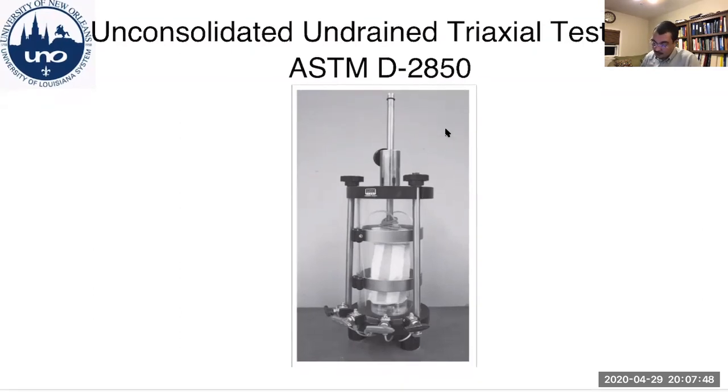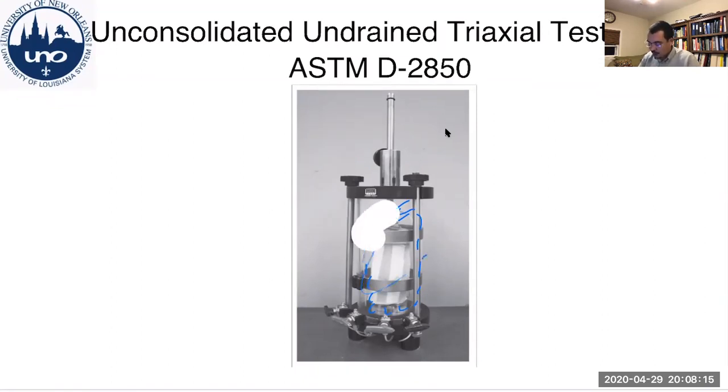So this is a basic setup. You have a chamber that you put your soil sample in, and we'll go into this in detail in a bit. Here you have de-aired water all around your sample, and this is pressurized. So basically it applies a consolidating stress, sigma 3, the minor principal stress, all around your soil sample.